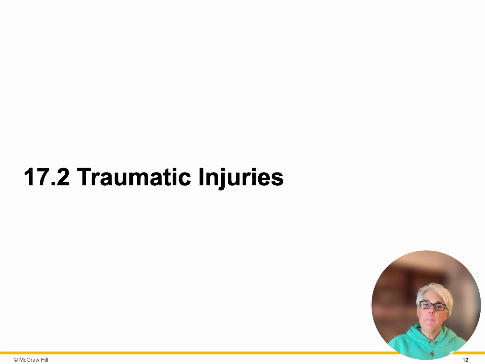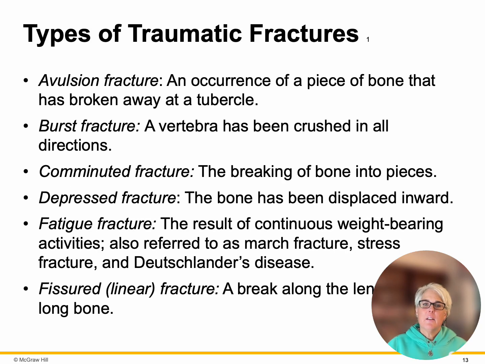Next, we have 17.2 traumatic injuries, which we'll review many named fracture types so you can connect the clinical phrase in the documentation to the correct code. This group includes avulsions, burst, comminuted, depressed, fatigued, fissured, fractured. Now notice how each term describes the pattern of the break, whether the bone is in pieces, whether it's crushed, pulled off a tubercle, or cracked along its length.